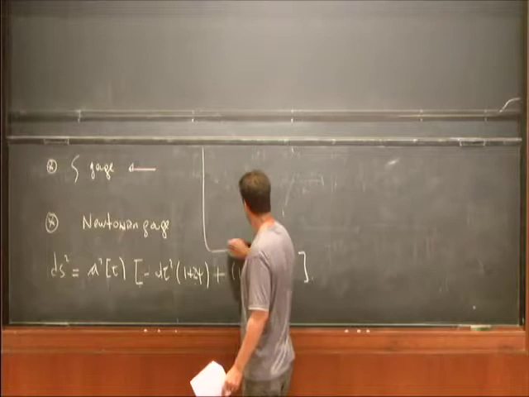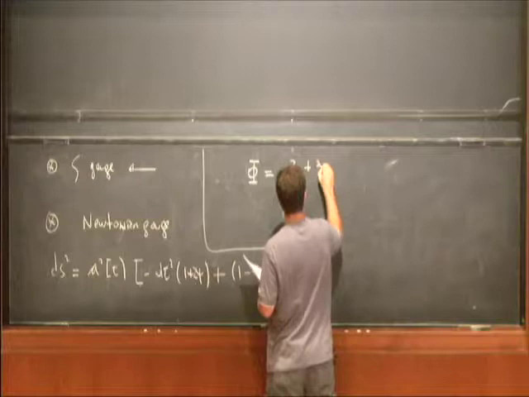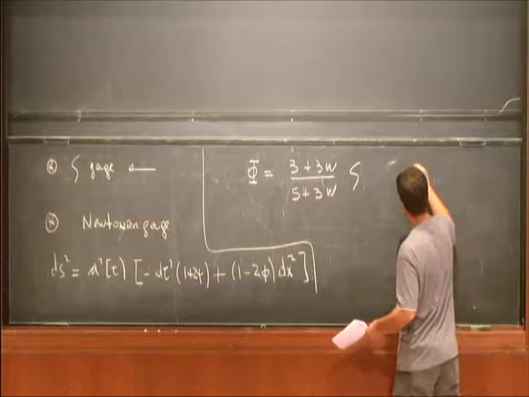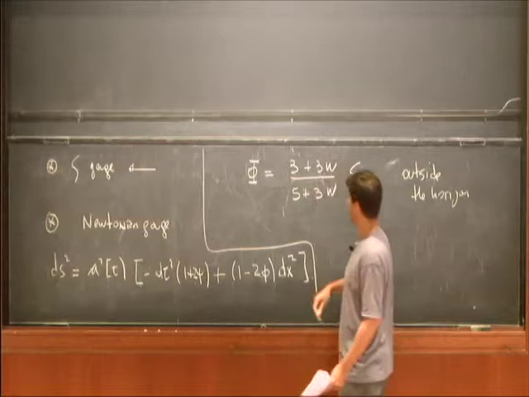And in particular, this phi of the Newtonian gauge is simply related to zeta outside the horizon. So for modes outside the horizon, it's just given by this. You do the time diff to go from this gauge to the zeta gauge, and you match the variables, and that's what it is.